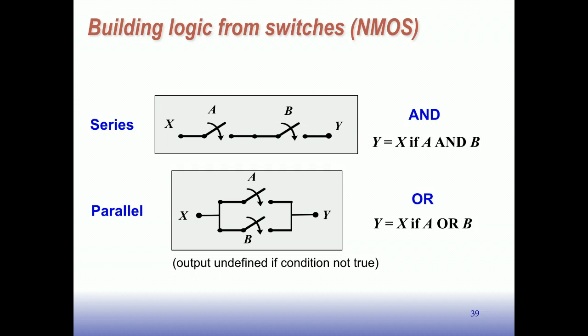In this kind of switch type logic here, this isn't useful by itself. I mean, you could try to build logic circuits this way. The problem is the output's undefined if the condition's not met. So if A and B is not true for some reason, then this output here is undefined. It's not connected to anything, right? So we need to provide a contingency for the other cases. So that's what we do in CMOS: we cover all cases, right?